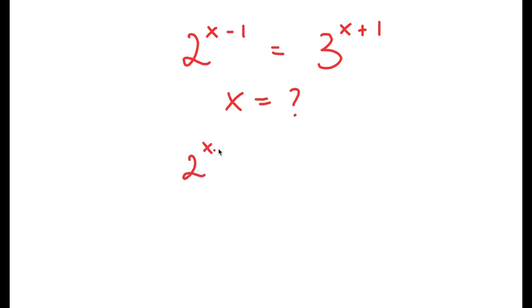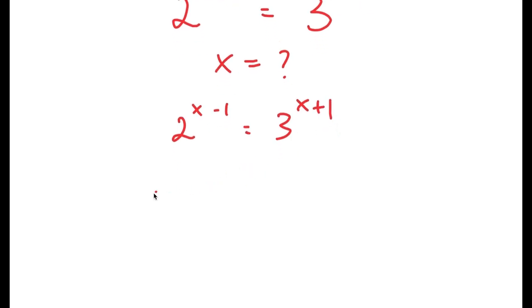Alright, so in this video, I'm going to solve the equation 2 to the power of x minus 1 is equal to 3 to the power of x plus 1. Our goal is to find the value of x. So for my solution, my equation is 2 to the power of x minus 1 equals 3 to the power of x plus 1.